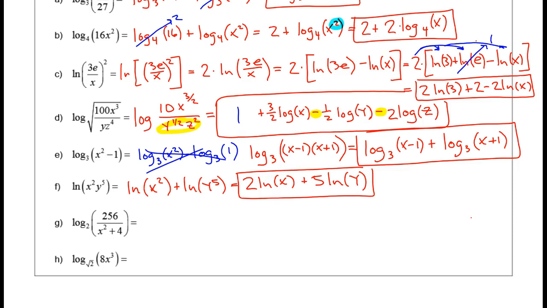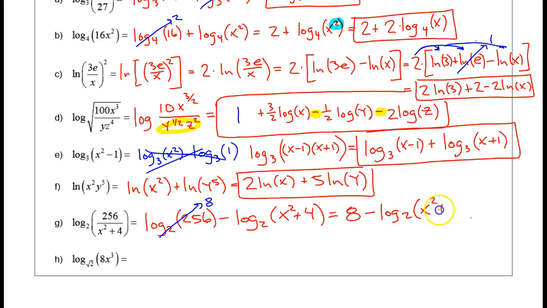I got the log base 2 of this monster, 256 divided by x squared plus 4. So first thing I see is I have a quotient. So I'm going to use the quotient rule here and rewrite this as the log base 2 of 256 minus the log base 2 of x squared plus 4. And 256 is one of those numbers that should kind of resonate with you a little bit. 2 to the 8th power is 256. So we can simplify that to 8. So this whole thing simplifies to 8 minus the log base 2 of x squared plus 4.